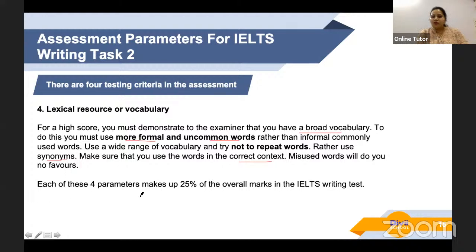Each of these four parameters, the task response, cohesion and coherence, grammar, and lexical resource, makes up 25% of your overall marks in IELTS writing. So each of them will give you a share out of the total score.